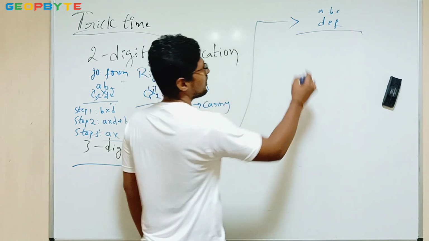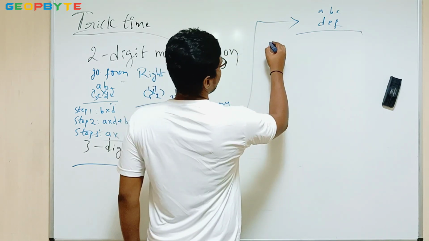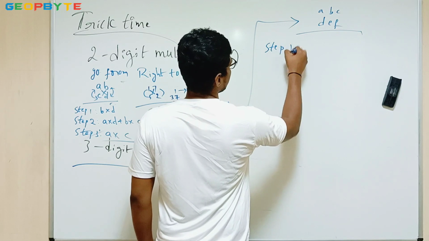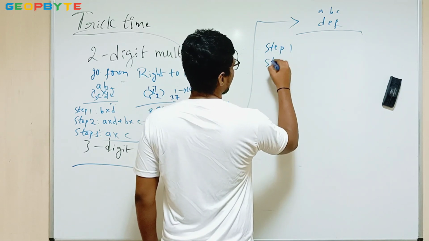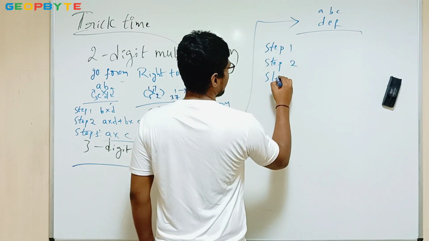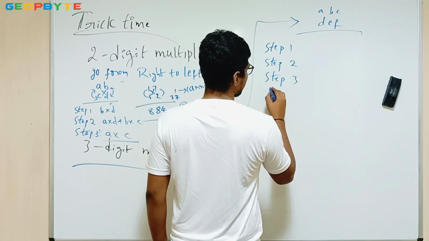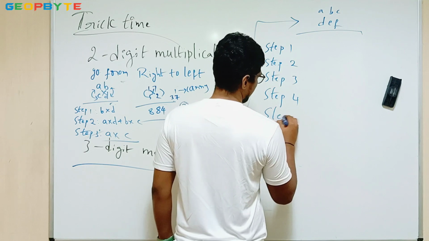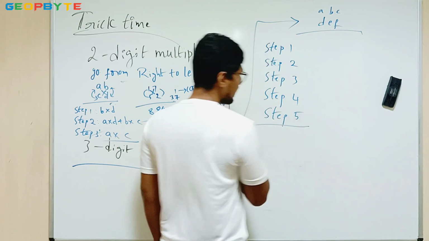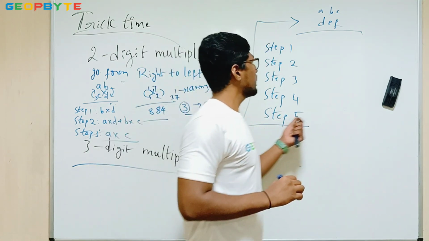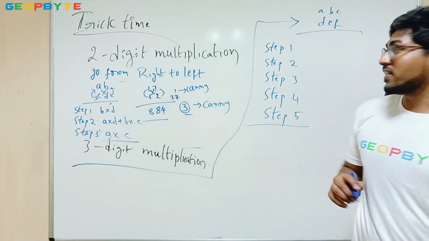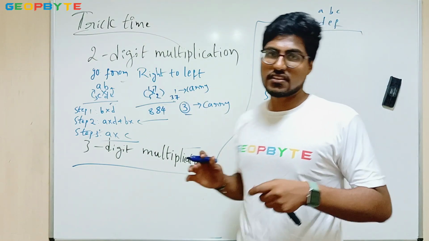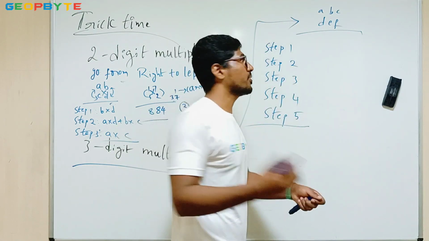So you have to get it like step 1, step 2, step 3, step 4 and step 5. It looks like 5 steps, but it's very easy. It's very easy if you look at this and just concentrate on that, and it will be easy.